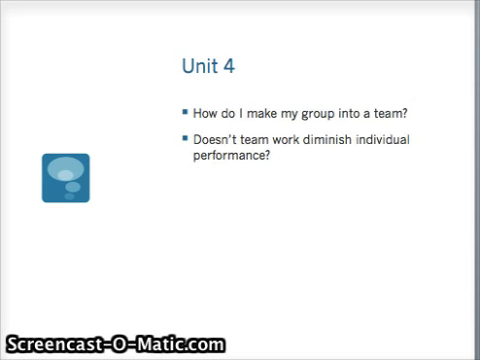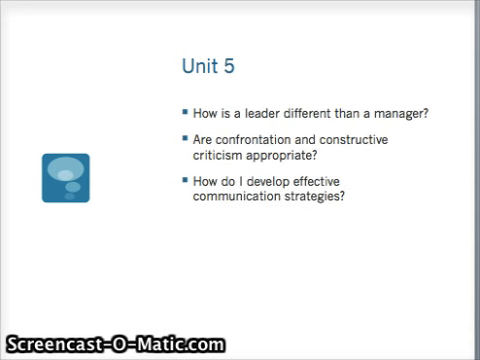Moving into Unit 4, we're going to look at how do you actually make your group into a good team? And then look at issues such as how do I still motivate an individual in a team environment? Moving to Unit 5, we'll look at defining the leaders and how they're different than the team managers.